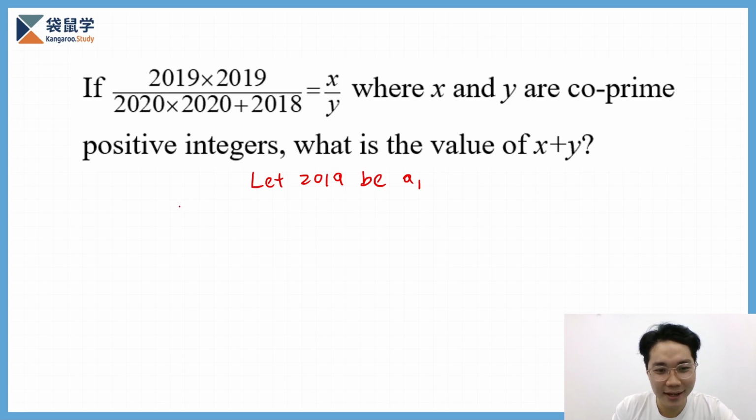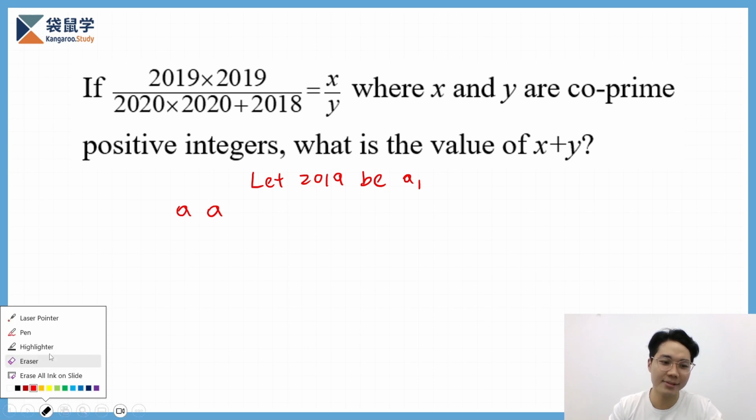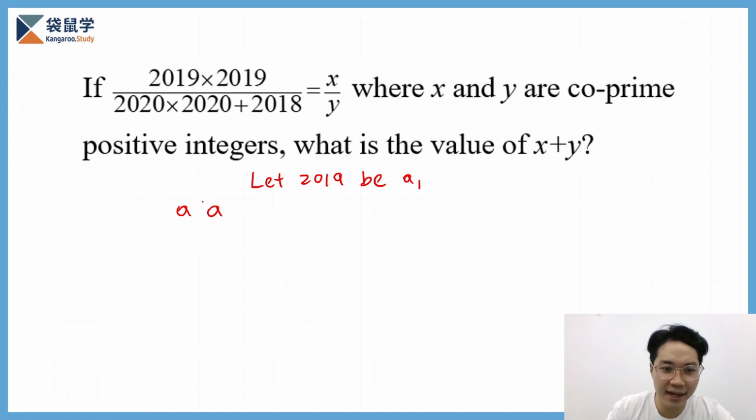Oh, it should be a times a, right? But if we write it in this way, then it is very confusing. That's why we don't write it as a times a. We will write it as a dot a. This is also a multiplication sign when it comes to secondary school. Okay, so a times a, and the next one.